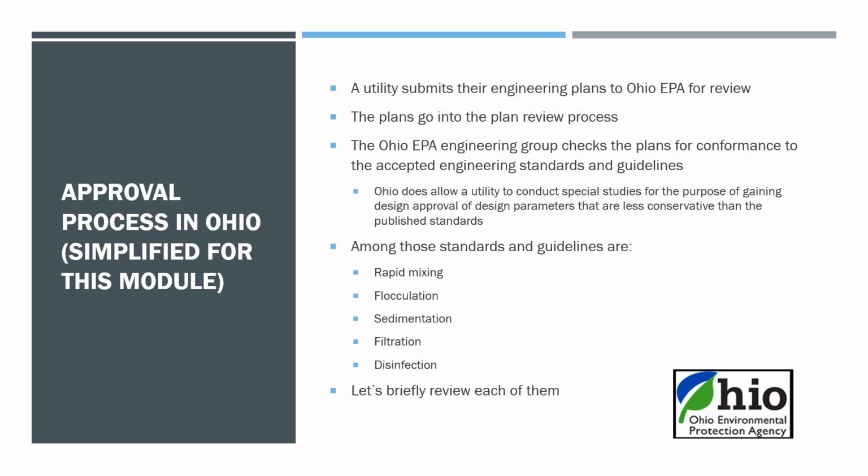review process. The engineering group of Ohio EPA checks the plans for conformance to accepted engineering standards and guidelines. And as I mentioned, Ohio does allow a utility to conduct special studies for the purpose of gaining design approval of design parameters that are less conservative than what might be found in 10-state standards or other published guidelines.